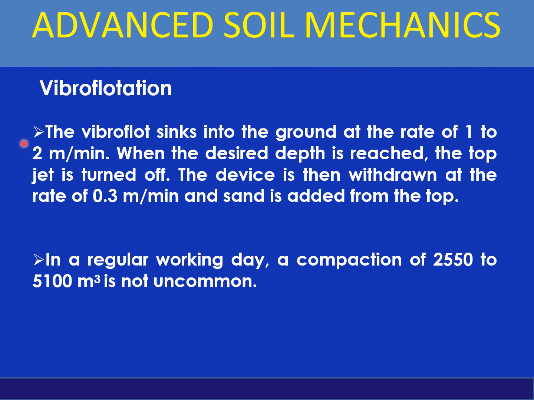The vibrofloat sinks into the ground at the rate of 1 to 2 meters per minute. When the desired depth is reached, the top jet is turned off. The device is then withdrawn at the rate of 0.3 meters per minute generally, and sand is added from the top. In a regular working day, a compaction of 2550 to 5100 cubic meters is not uncommon.